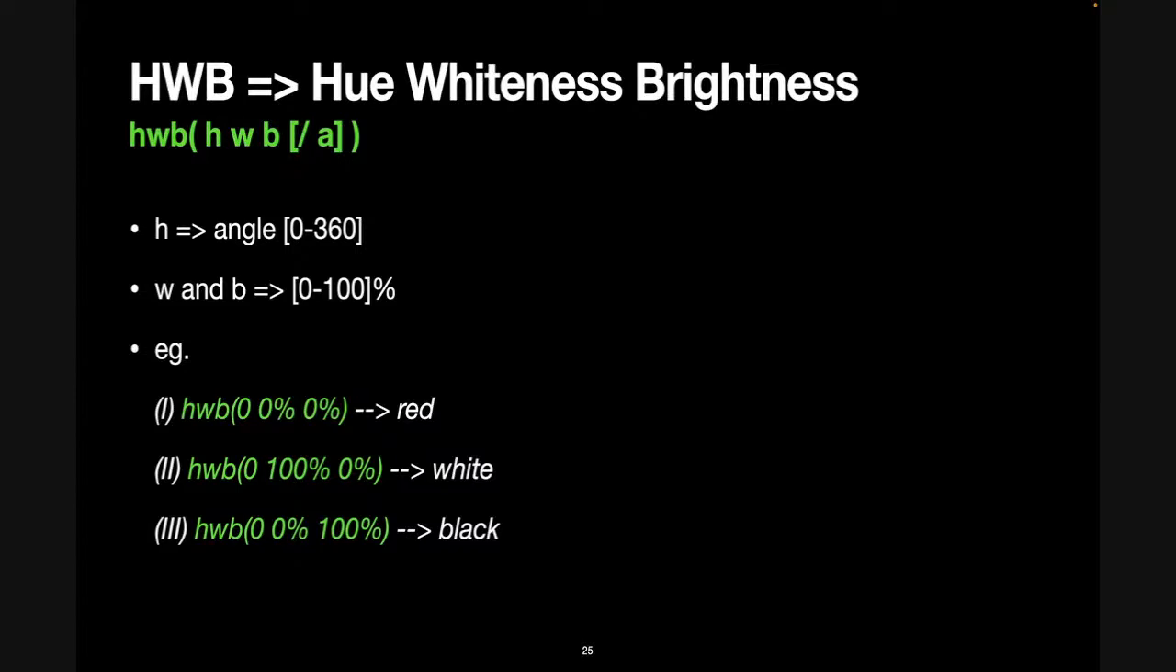Now this is the red, 0%. This is the white, because whiteness is 100%. This is the black, because blackness is 100%. Whatever next color you put, if the last one is 100%, it is black.